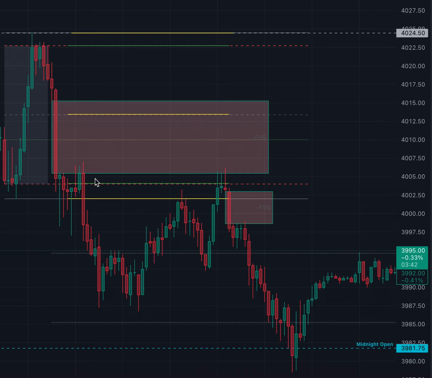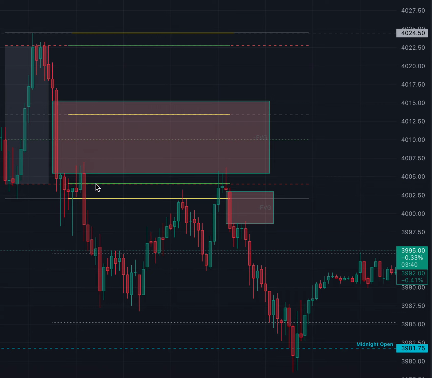wicks are now moving up, and it's inside this negative fair value gap. What that tells me is I'm going to set my sell order right here at this IDR line, which was at 4,004, because with these bodies inside below the IDR, I'm expecting price to then confirm DR low. So I set the order here at 4,004.